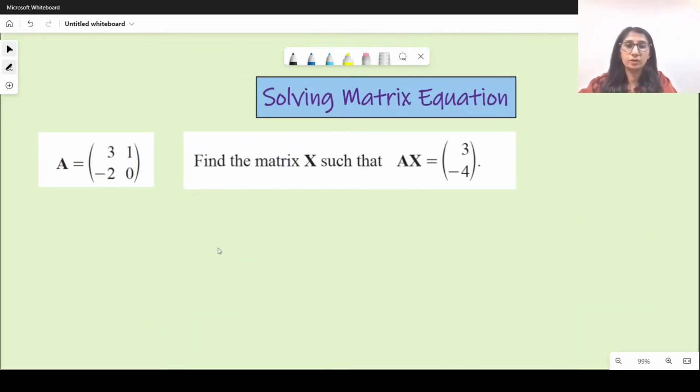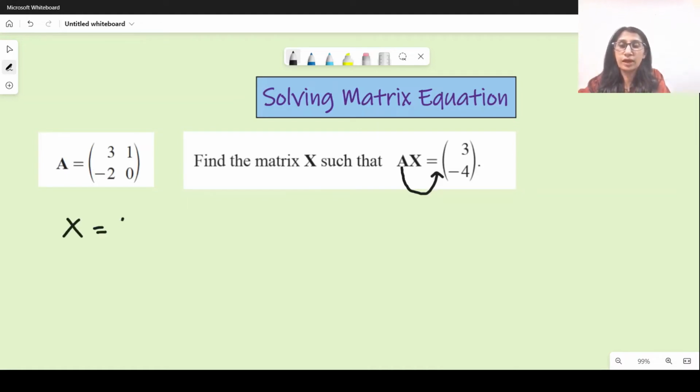All right, here's another one. So we have to solve this equation. I'll substitute the matrix A. In fact, no, I'll first take A to the other side. And this time, since A is towards the left, its inverse is also going to land at the left-hand side.